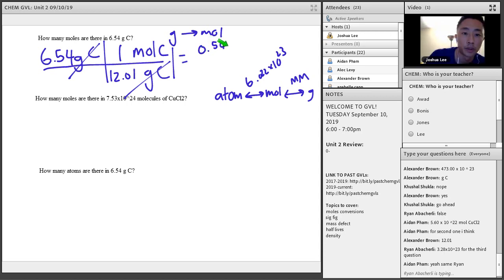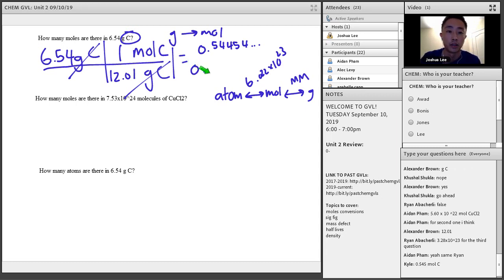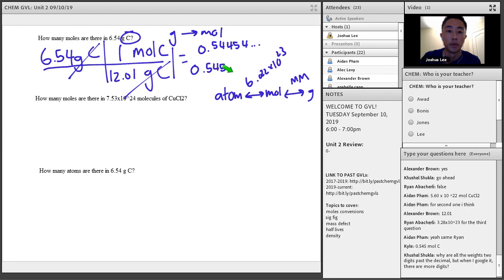0.54454 dot dot dot, and then it just keeps going on and on. Then you go back and check sig figs. You're like, all right, 6.54 is the only number I used, so then I need 3 sig figs. So 0.545 moles of carbon. So that's your answer.